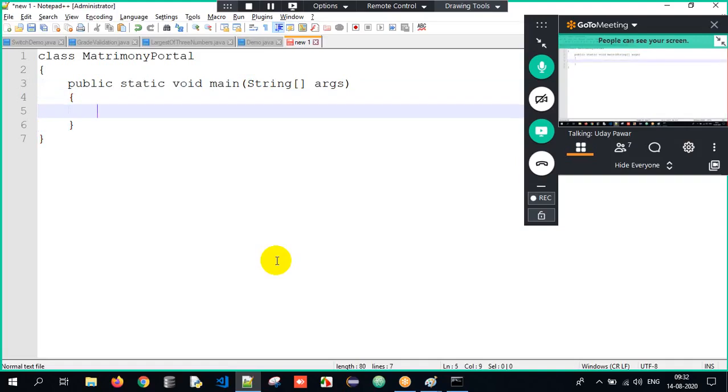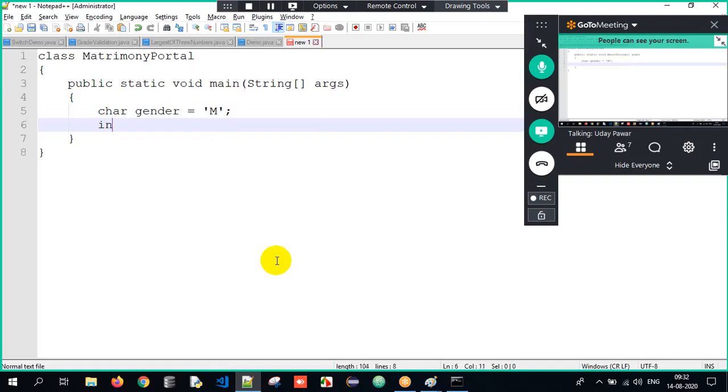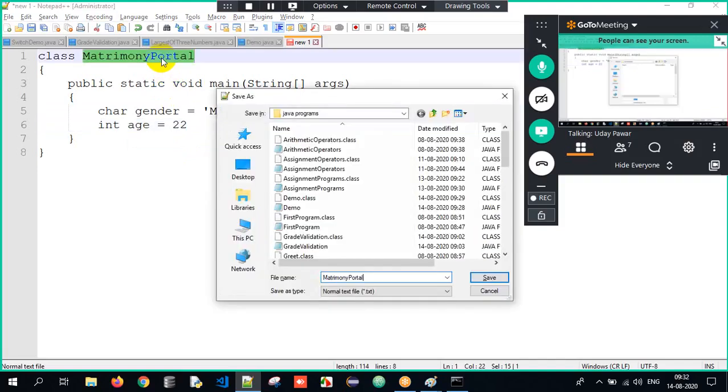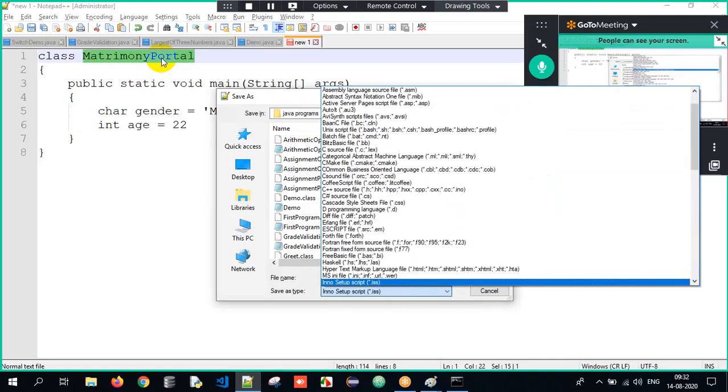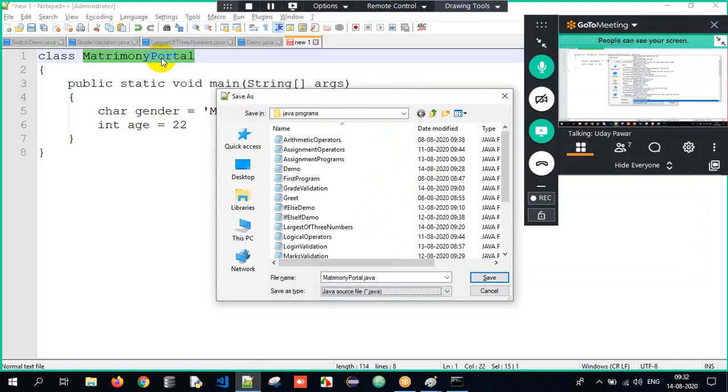Now for validation purposes, you require two things. First you require the gender: char gender equals, we are considering only two as of now. There can be many genders, but I'm just telling you two. M for male, F for female. That's it. Now I'm taking one more variable called age. Age is 22. Now let me save that program first: Matrimony.java, and you have to select it as a Java source file. Save it.